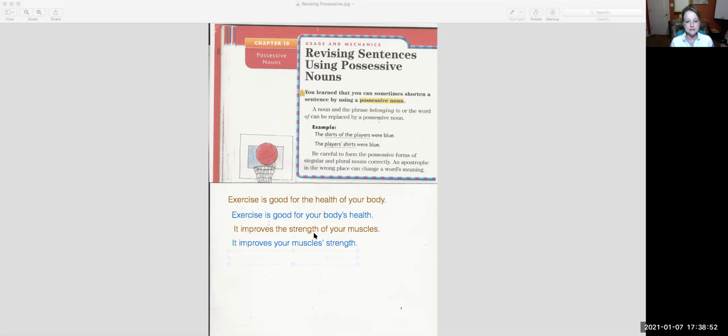Changing those wordy sentences. Okay, it can also make blood belonging to a person flow better. I want that sentence to be on one line as much as possible. It can also make blood belonging to a person flow better. So how can we change that so it's not as wordy and we're using possessives?